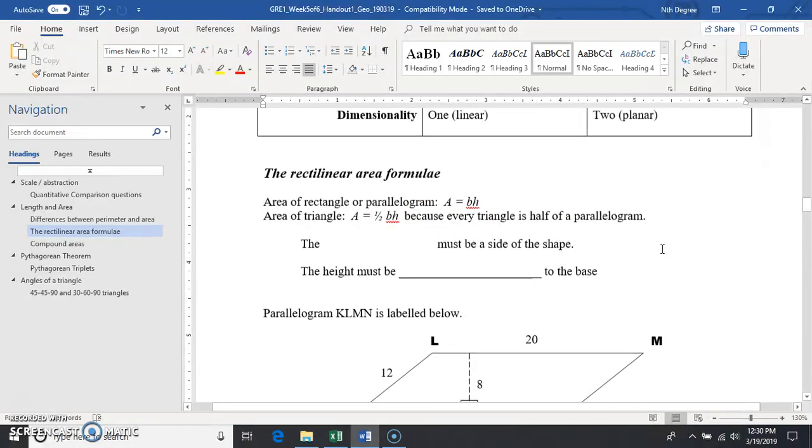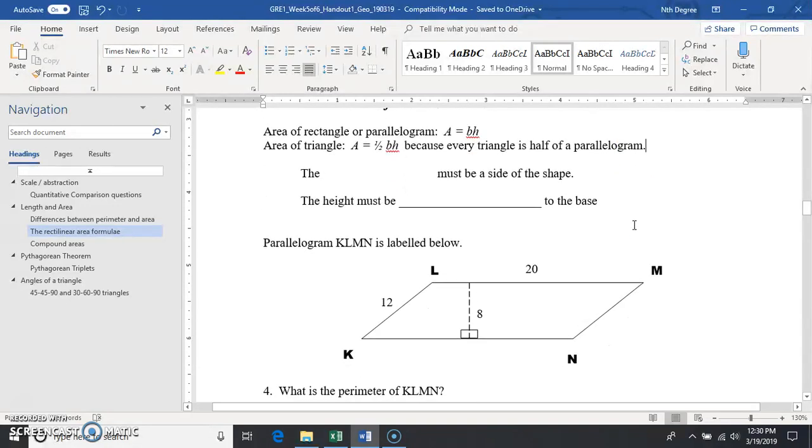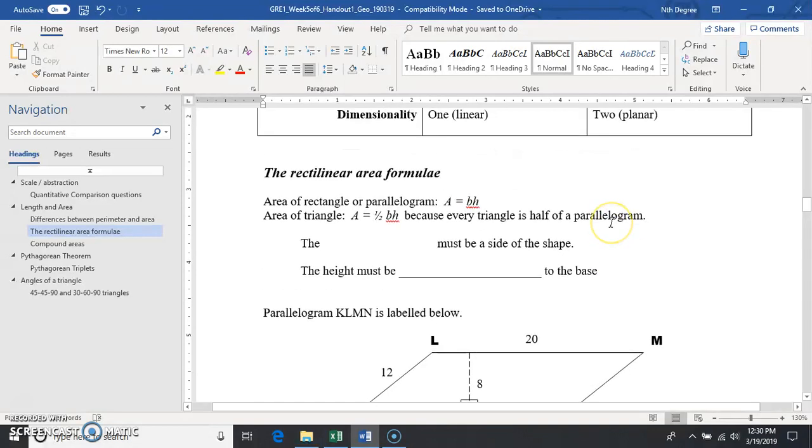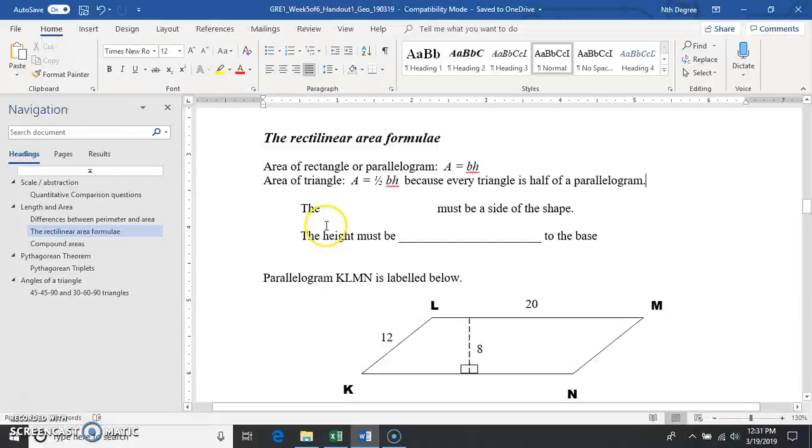You probably didn't study parallelograms very much when you were growing up, but I consider them to be an important part of this discussion because they lead into triangles. As it says here, a triangle is half of a parallelogram. So there is a certain relationship between a rectangle and parallelogram and another relationship between parallelogram and triangle. So they kind of all go hand in hand. That's why I like to discuss them all together.